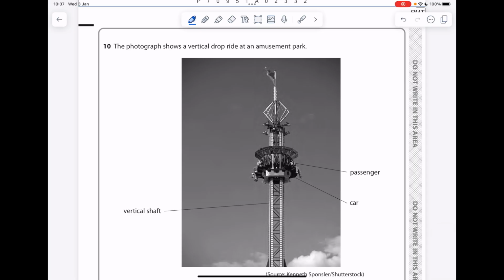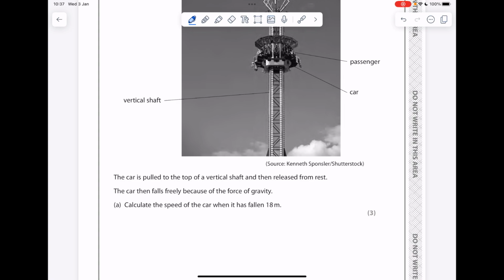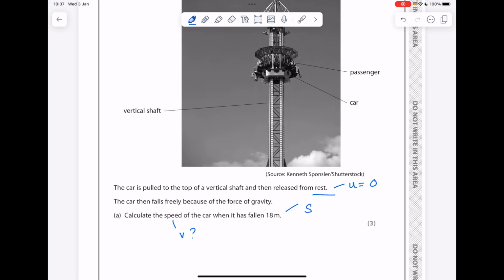The photograph shows a vertical drop ride at an amusement park. The car is pulled to the top of the vertical shaft and released from rest. Okay, there's a key word, rest. So that means our starting speed is 0. The car then falls freely because of the force of gravity. Calculate the speed of the car. So that's the final speed v when the car has fallen 18 meters. So that 18 meters, remember, is distance. So that's s. This term down here is important. The car then falls freely because of the force of gravity. That means it's going to be accelerating at a rate of 10 meters per second squared.